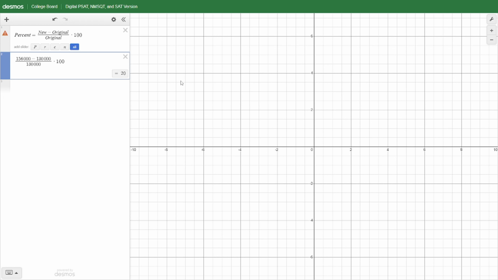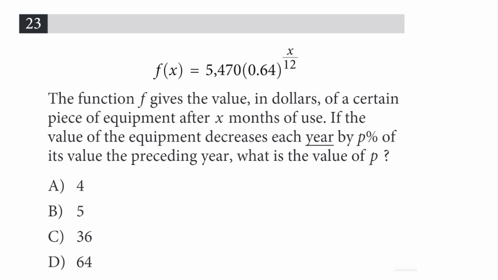so it's the exact same. Alright, here I have an SAT question example. The function f gives the value in dollars of a certain piece of equipment after x months of use. If the value of the equipment decreases each year by p% of its value the preceding year, what is the value of p? Now that was a whole big paragraph just to tell you that it's decreasing. This is really all that we care about. Since it's decreasing, we know that we're going to be using the percent of decrease equation. So new equals original times 1 minus percent.